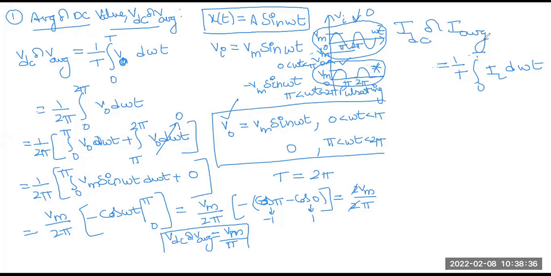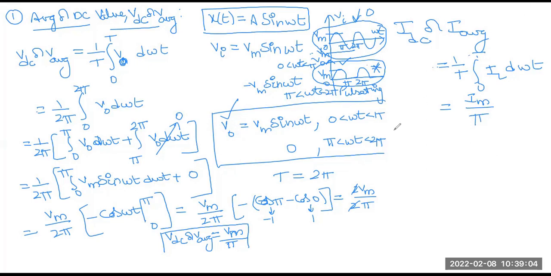Here IL is nothing but Im sin omega T for the period 0 to pi, and 0 for the period pi to 2 pi. And you can go with the same derivation. And finally, what do you find here? IDC or I average equals Im by pi. Okay. So this is what we see.